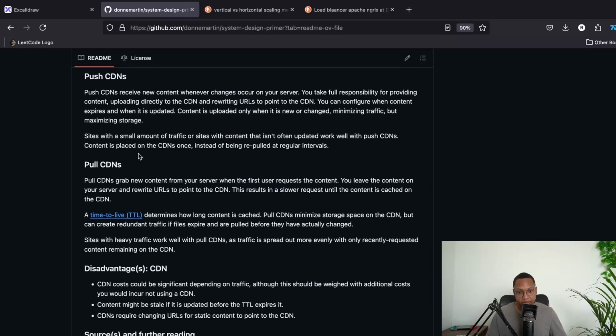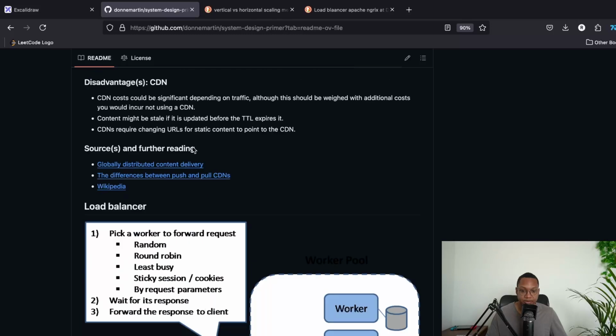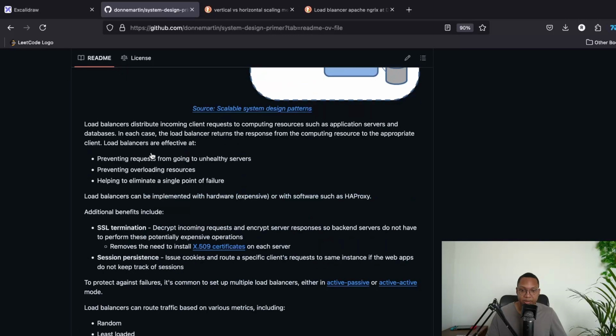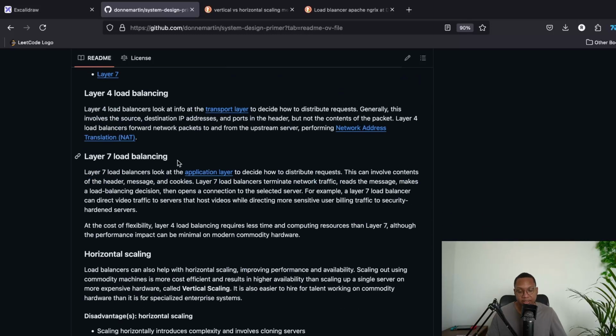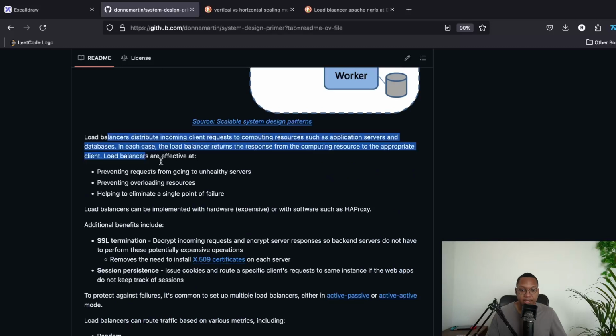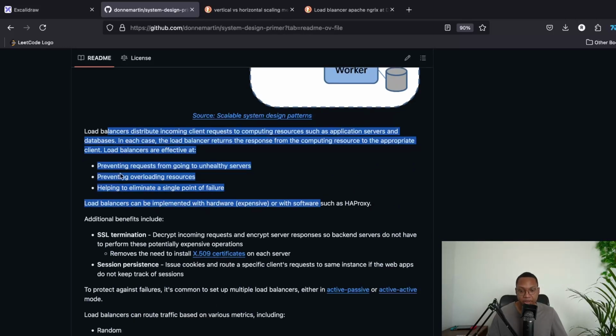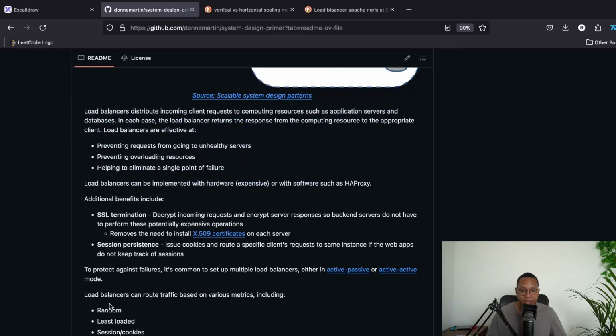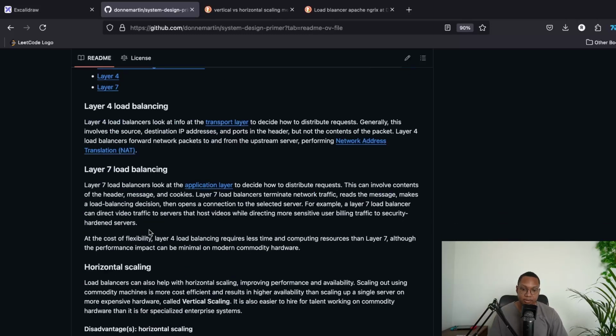There's push CDNs and pull CDNs. Load balancers I already talked about. It's this idea of routing traffic. And again, he doesn't talk too much about it. My diagram is probably better, but there's actually algorithms. So we can do random, least loaded, sessions, and cookies, right? When we say least loaded, it's the server that has the least amount of load, the least amount of people using it. So you can just route traffic based off that. You do round robin, weighted robin, all that stuff.